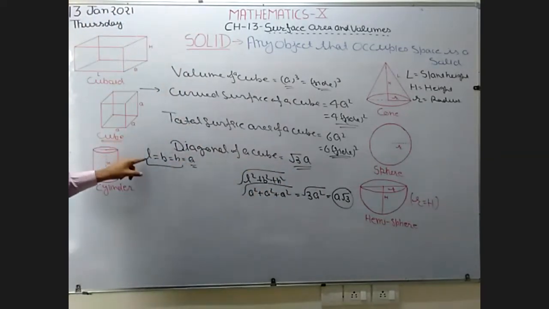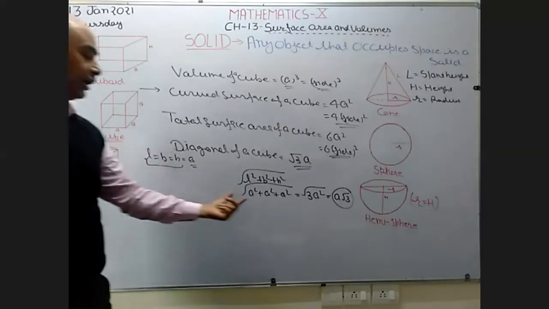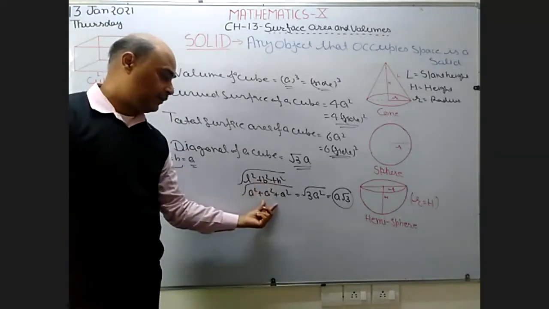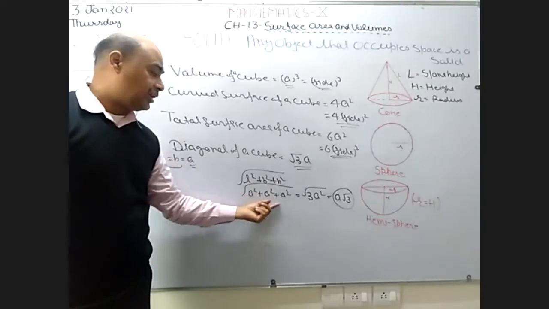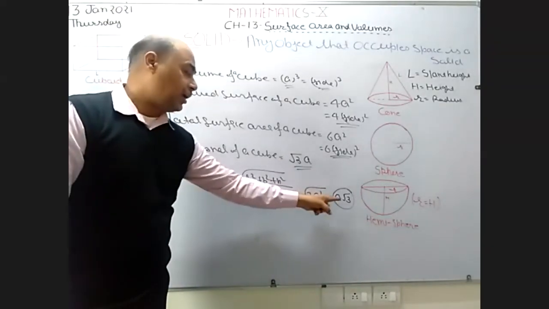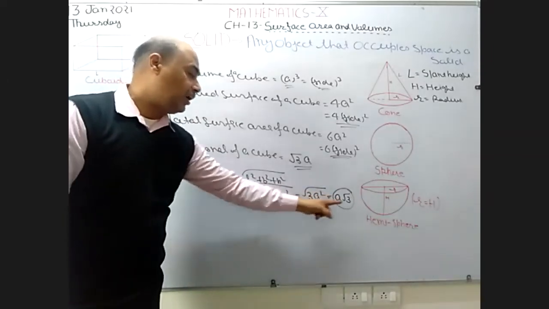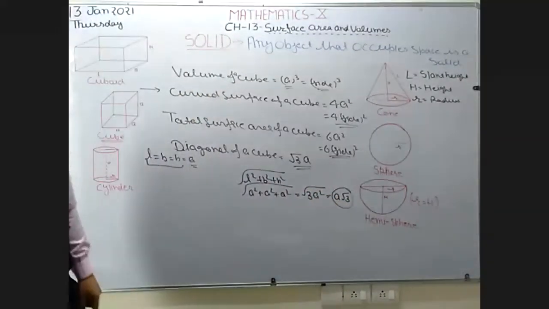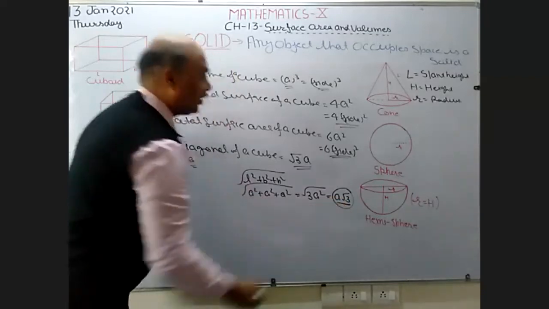Same as the previous one, the volume of a cube. In this, length, breadth and height are equal to each other, so I replace all three sides with A. When I replace all three sides with A, this becomes 3A square, and this square is going to cancel with the square root. So A comes out, and 3 remains inside the square root. Okay, write this formula fast.